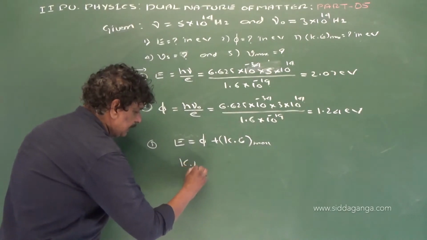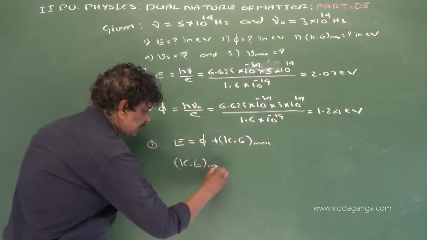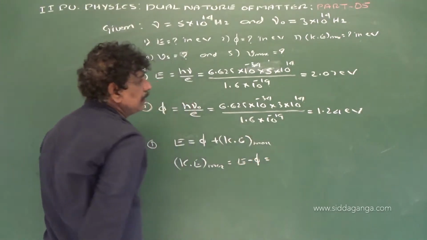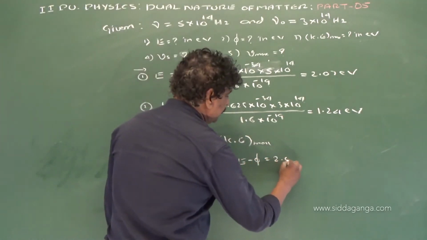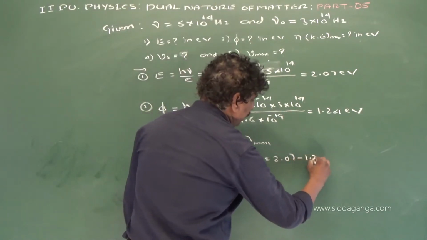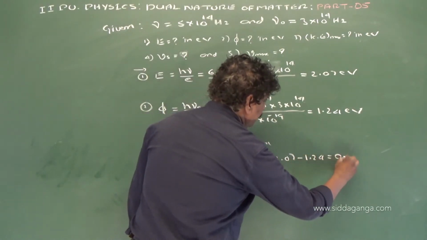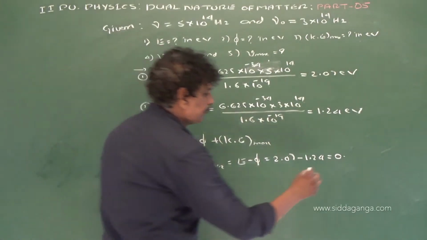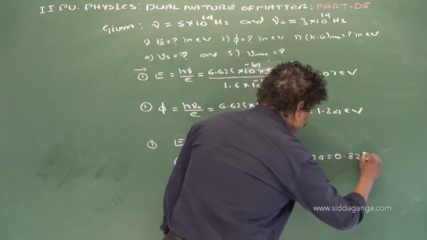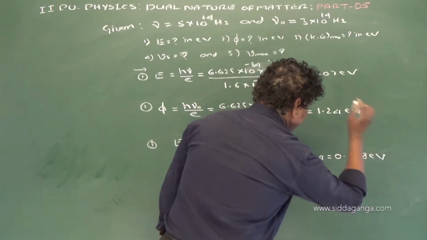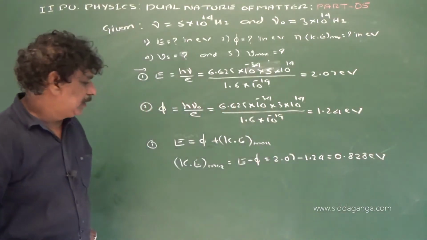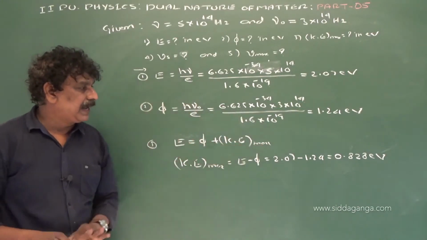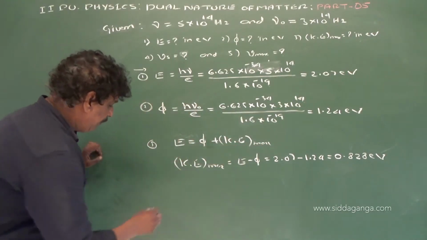So kinetic energy maximum is equal to E minus phi, that is equal to 2.07 minus 1.24, that is equal to 0.828 electron volt. So kinetic energy maximum is 0.828 electron volt.